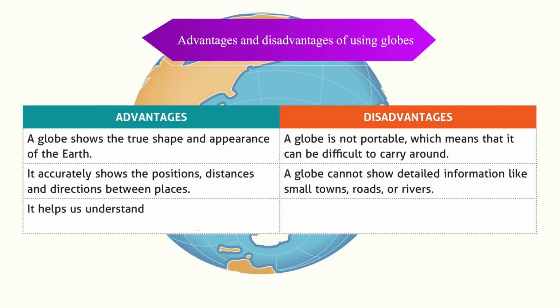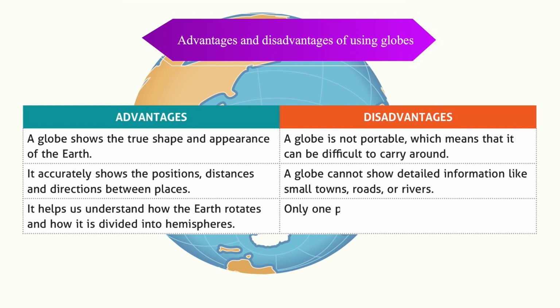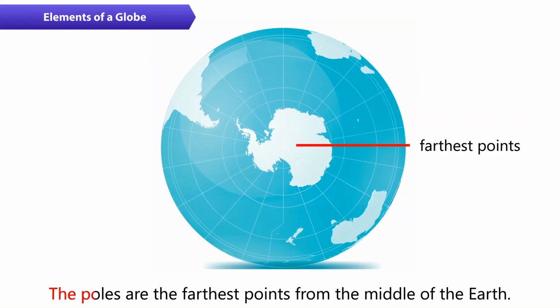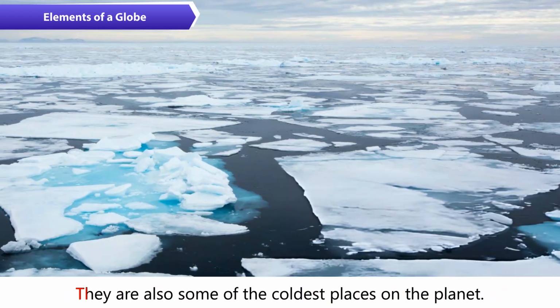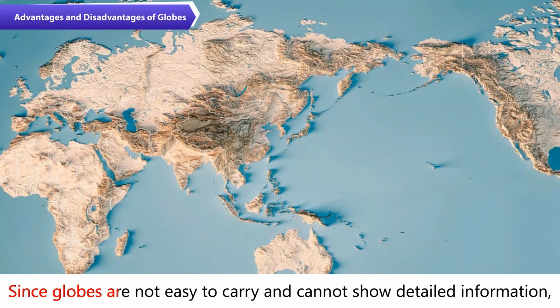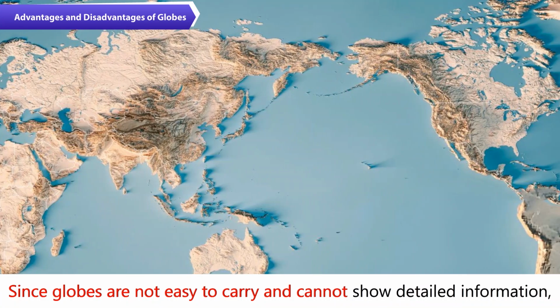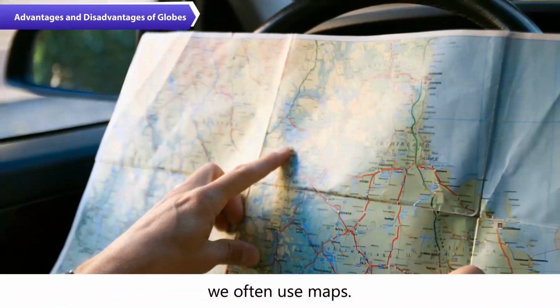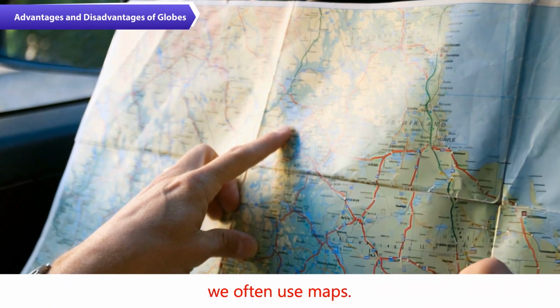It helps us understand how the Earth rotates and how it is divided into hemispheres. Only one part of the Earth can be seen at a time. The poles are the farthest points from the middle of the Earth. They are also some of the coldest places on the planet. Advantages and disadvantages of globes. Since globes are not easy to carry and cannot show detailed information, we often use maps.